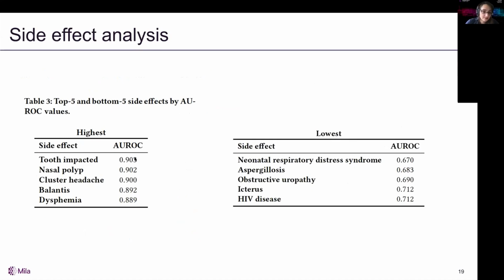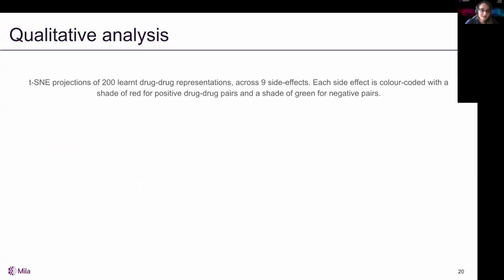We can see that some of them perform very well, but some of them don't perform that well. It might be that those which don't perform well are because there's no causation between them. For example, having HIV disease as a side effect is probably something that was correlated and caught in the data, but not something that's caused by taking two drugs.